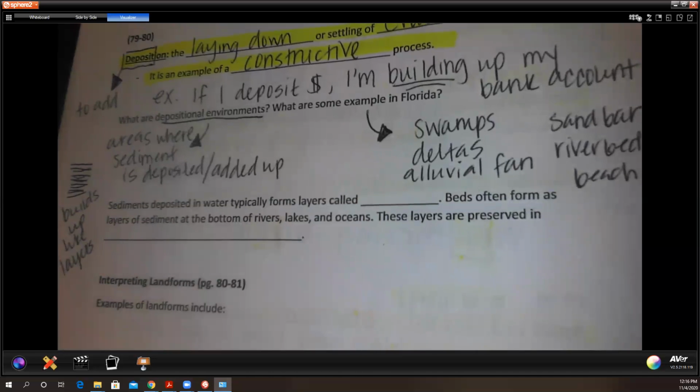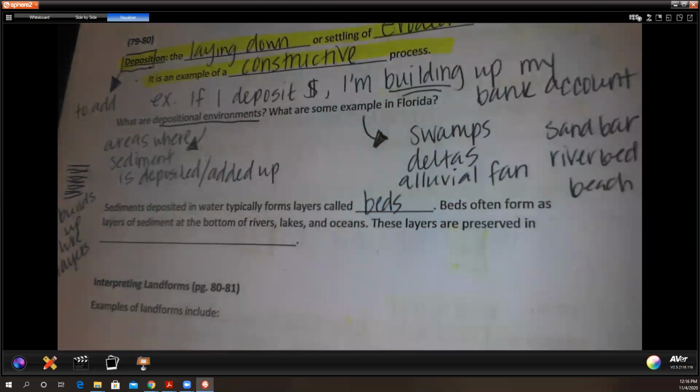Sediments deposited in water typically form layers called beds. And I think about layers like layers of blankets, right?